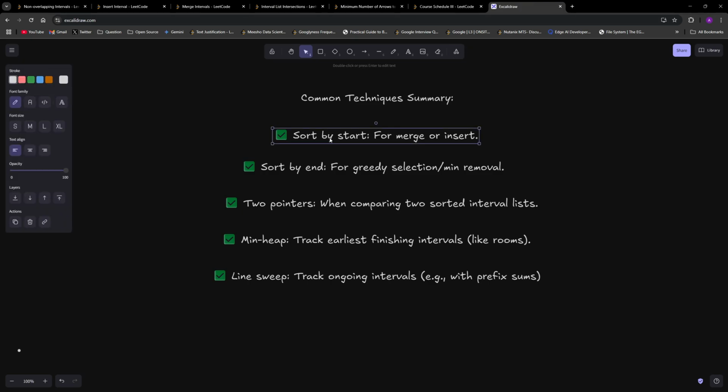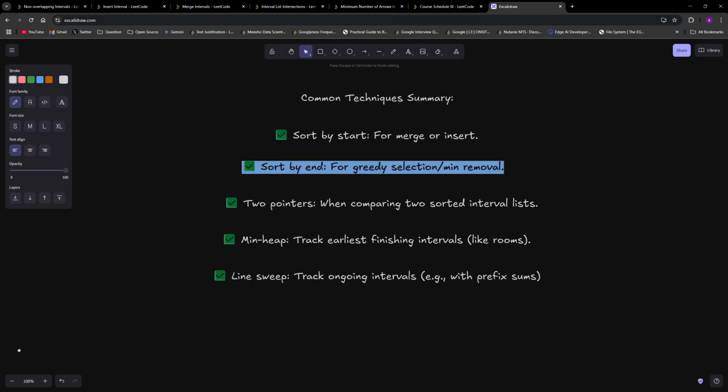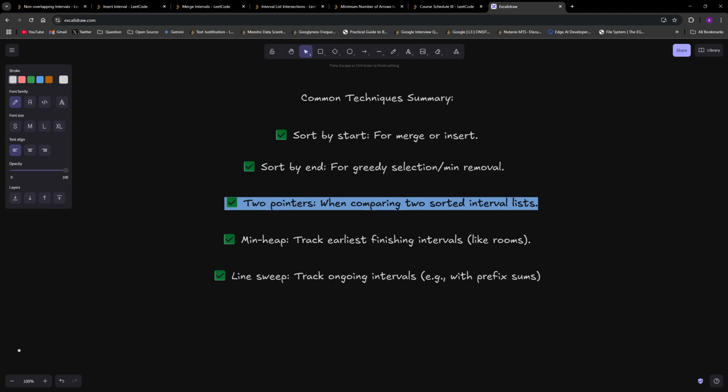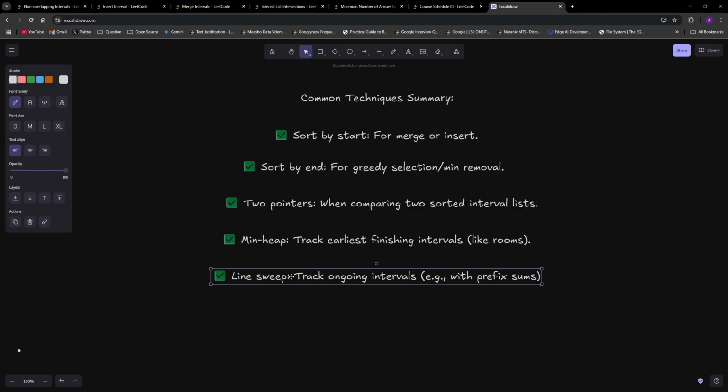So the first technique is that we can solve by start time. This can be effectively used when we are dealing with questions like merge or insert, which I put over here. Next, we have sorting by the end time, where we use it for greedy selections or minimum removals. Next is the two pointers based approach, again a pretty good technique, which is heavily used. And we have min heap and line sweep as well.